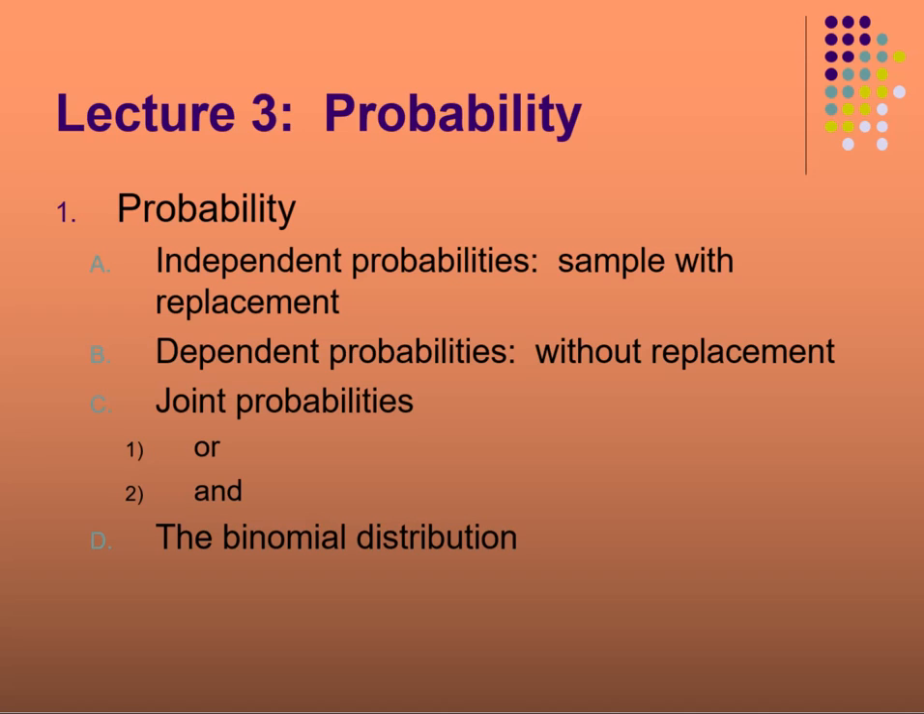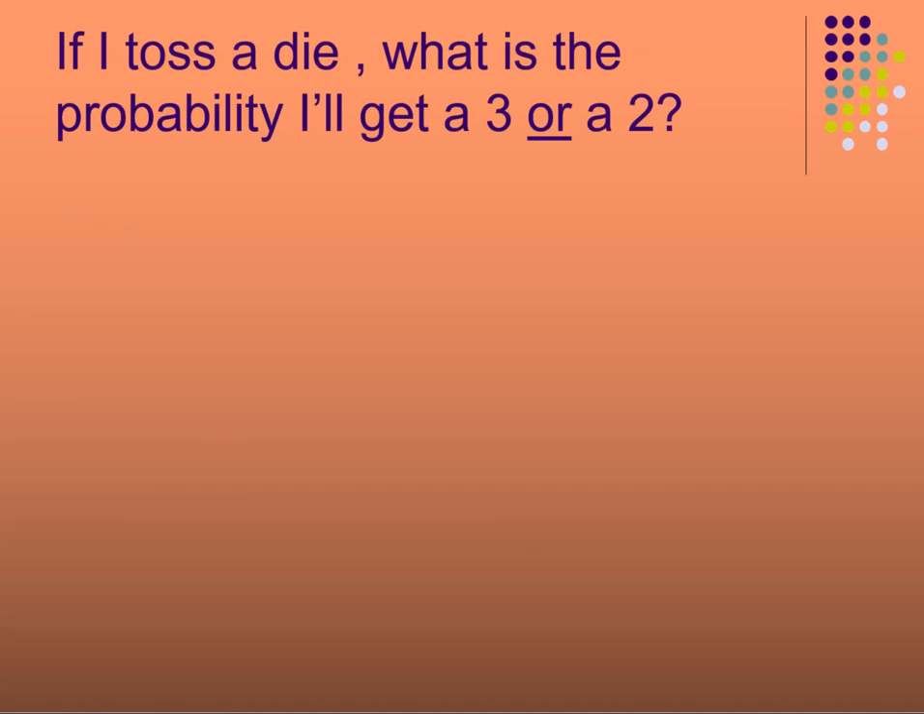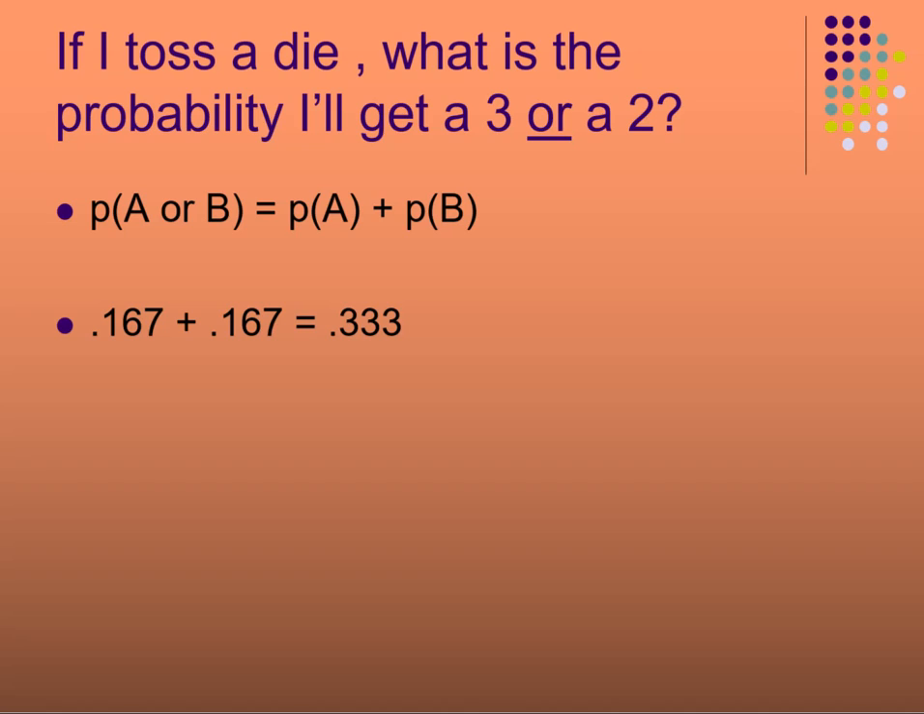Next we have joint probabilities, where we use the word or, which stands for more, and and, which is less. And we talk about binomial distribution. So for instance, or, which means more, the probability of getting a 3 or a 2 is going to be 0.167, which is 1/6, plus 1/6 again. We add those two together, becomes 0.33, which is 1 over 3.